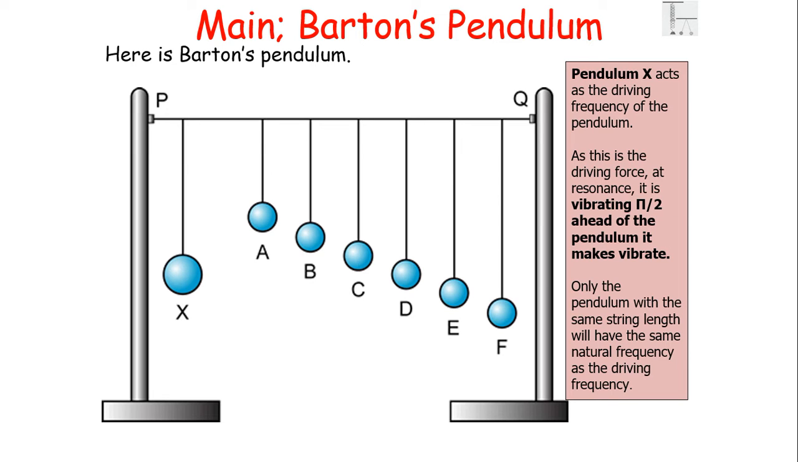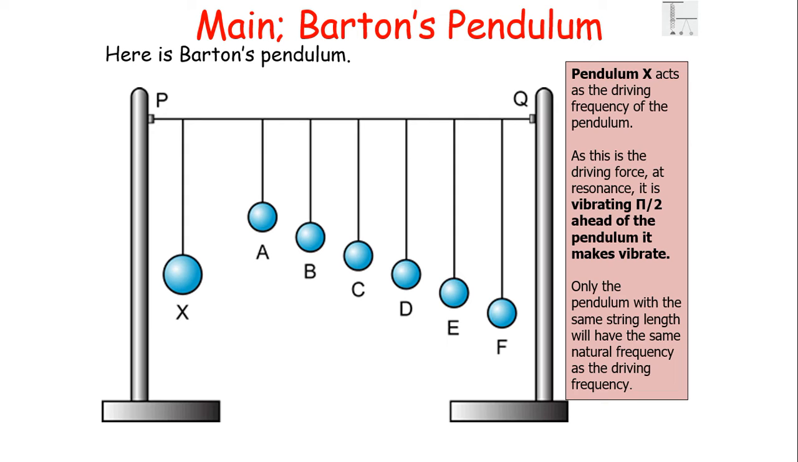So here's a diagram of Barton's pendulum. In this situation, pendulum X acts as the driving frequency. It's the driving pendulum. And as this is providing the driving force, therefore it'll be pi over 2 ahead of the pendulum it's making vibrate when it's at resonance, and only the pendulum with the same string length will have the same natural frequency as the driving frequency and therefore will only resonate.